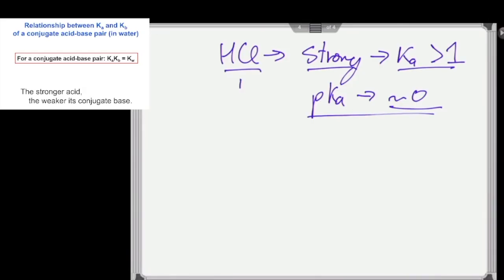The conjugate base of HCl is Cl minus. What does that mean about its strength? If I know that HCl is a strong acid, what can I now infer about the conjugate base of a strong acid? Yeah, it has to be weak, right?